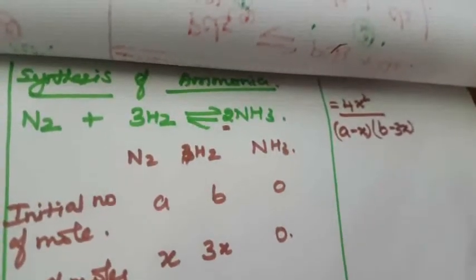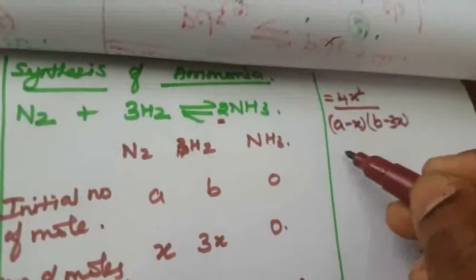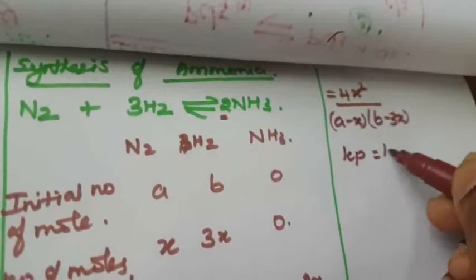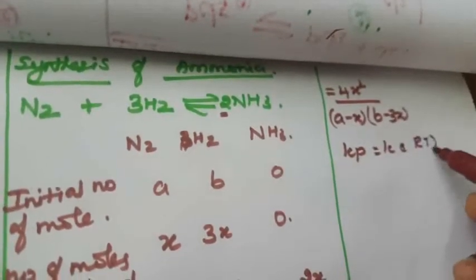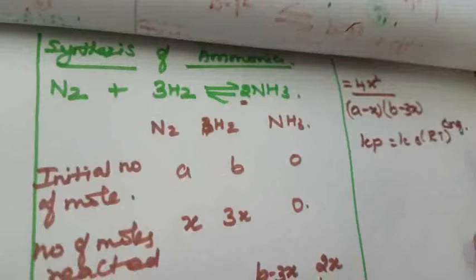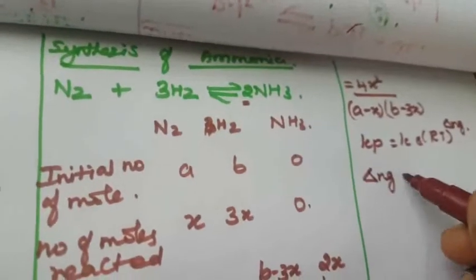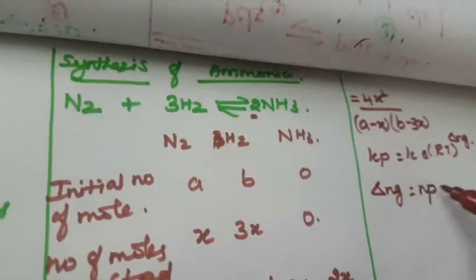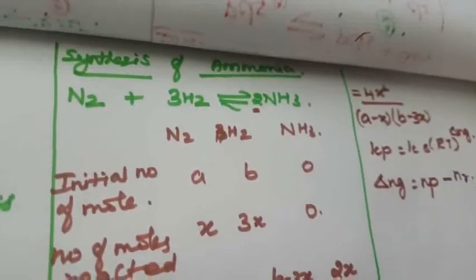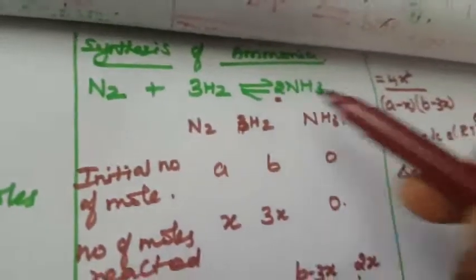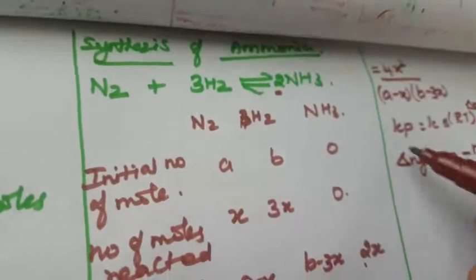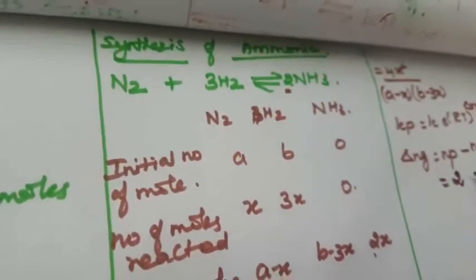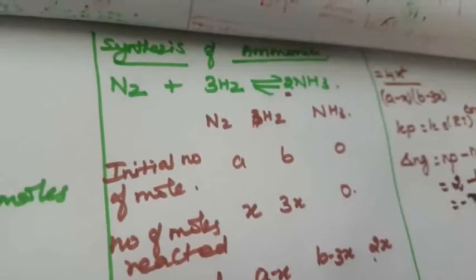Now next, what is the next step? Kp is equal to, how to calculate Kp? Kp is equal to Kc RT to the power delta Ng. How to calculate delta Ng? Delta Ng is equal to number of moles of product minus number of moles of reactant. How many products are there? Here that is 2 minus 3 plus 1, 4. So that is product 2 minus 4 equal to minus 2.